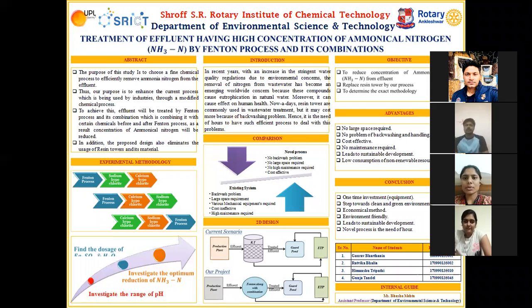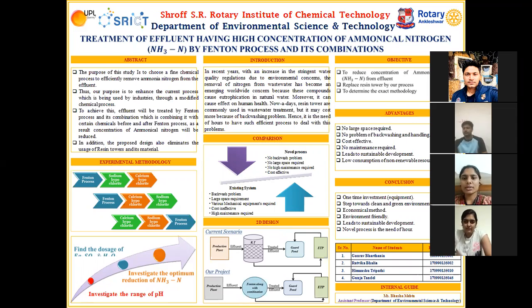The main purpose of our study is to choose a chemical process which can efficiently remove ammoniacal nitrogen from the effluent. So we can magnify the process which is being used by industries through a modified Fenton process and its combination. Moreover, our proposed design can replace the resin tower.